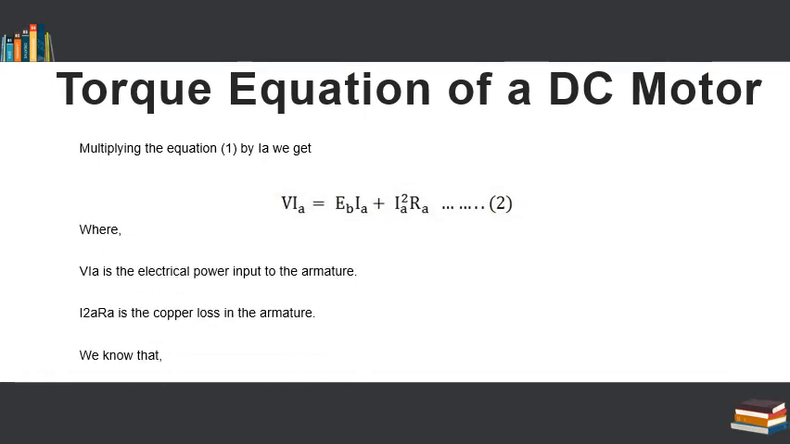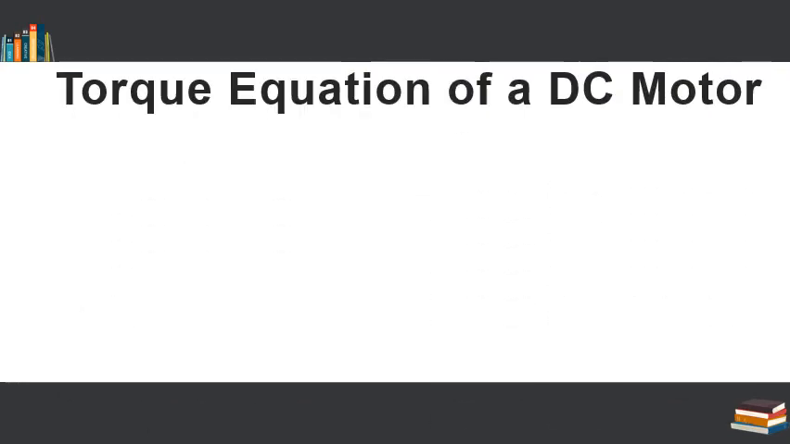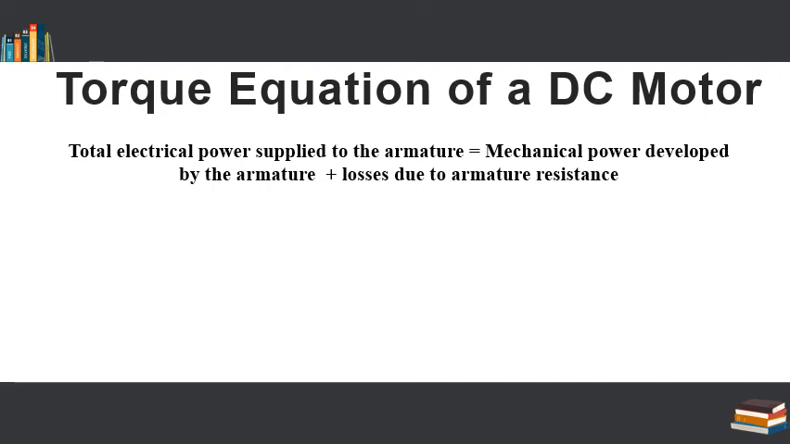Where V into Ia is the electrical power input to the armature, Ia square into Ra is the copper losses in the armature, and Eb is called the back EMF. We know that total electrical power supplied to the armature is equal to mechanical power developed by the armature plus losses due to the armature resistance.